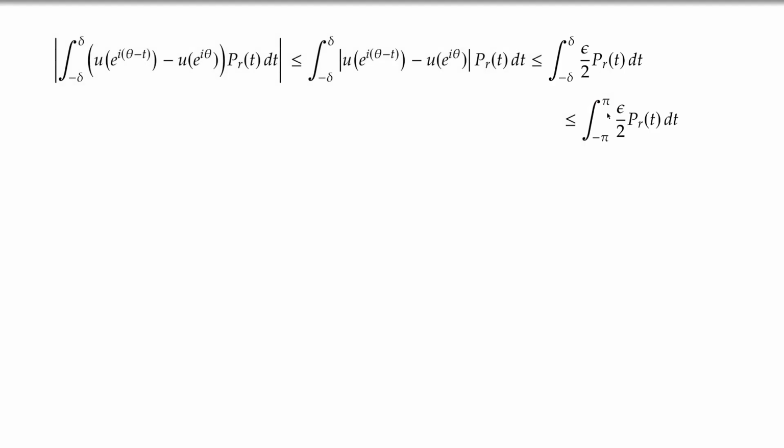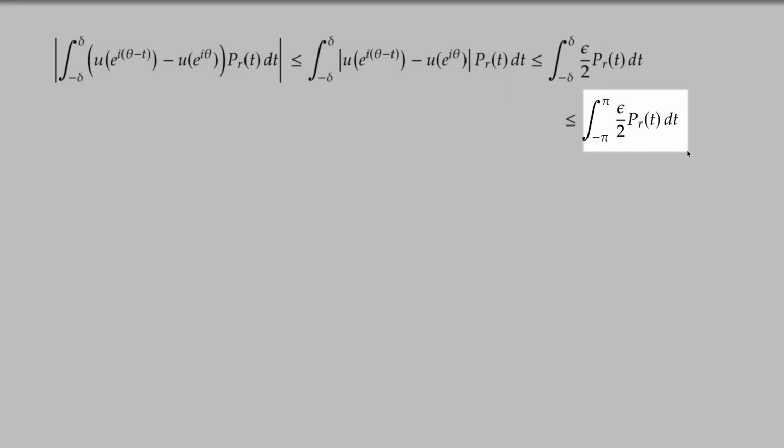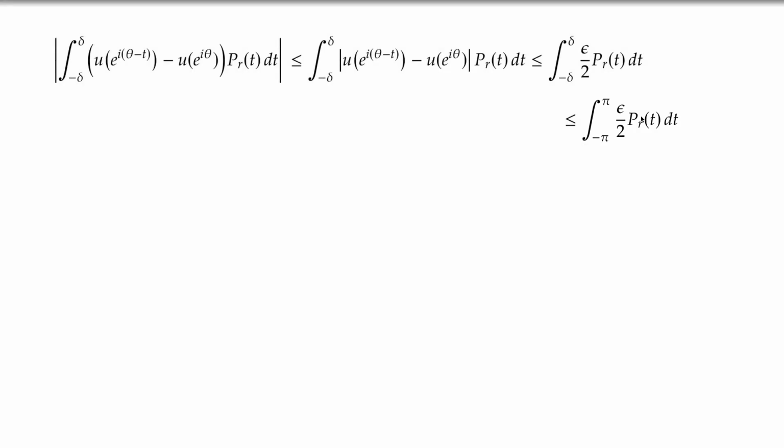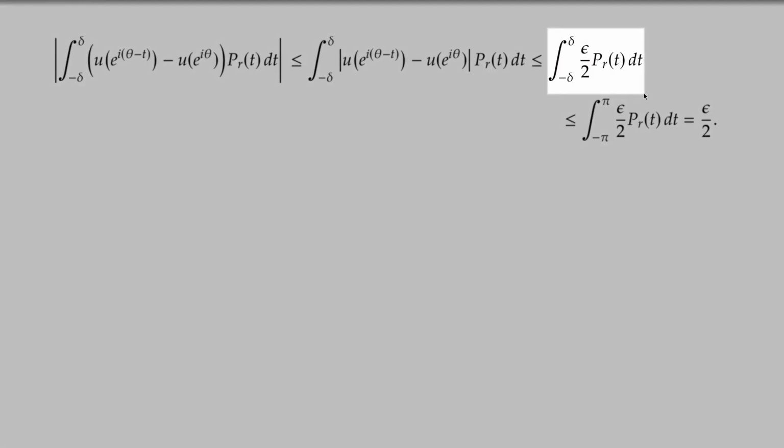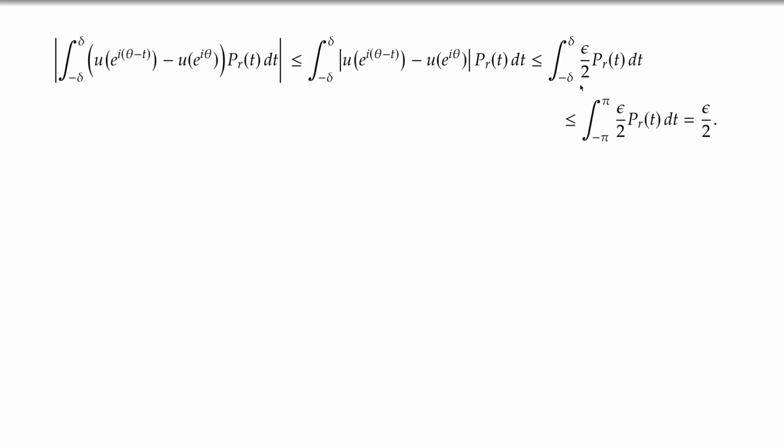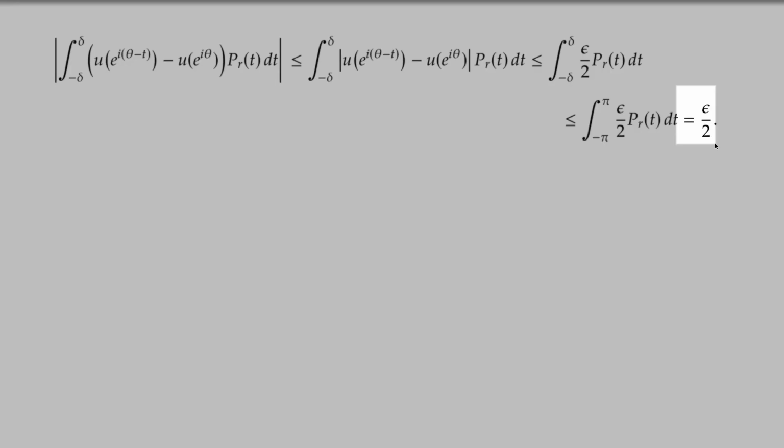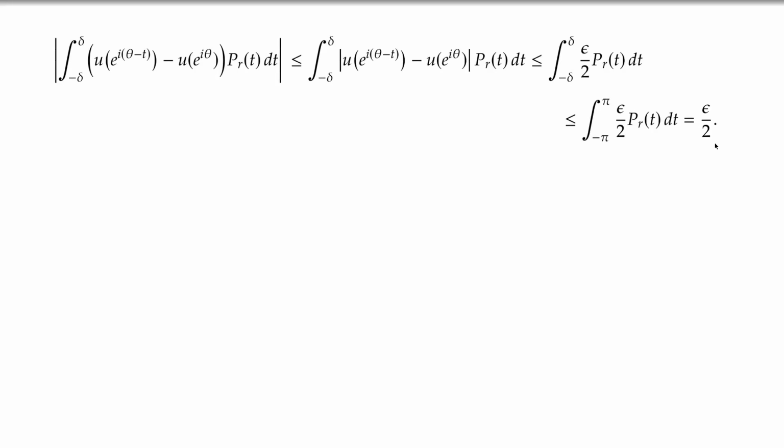And now, this is just epsilon over 2, because the integral from minus pi to pi of p sub r is 1, right? Now it seems like we're throwing in a whole bunch, but really p sub r is really small, and including the integral, this is going to be close to epsilon over 2 to begin with. So it's not such a terrible estimate actually. But anyway, we don't care. It's bounded by epsilon over 2. That's the only thing that matters, right?